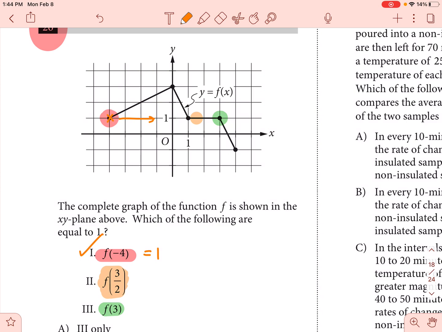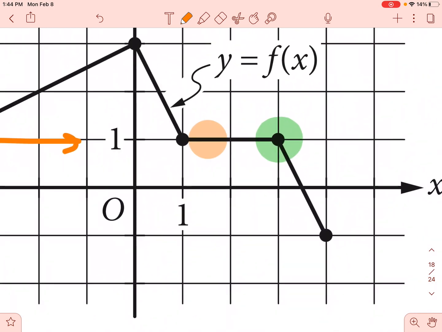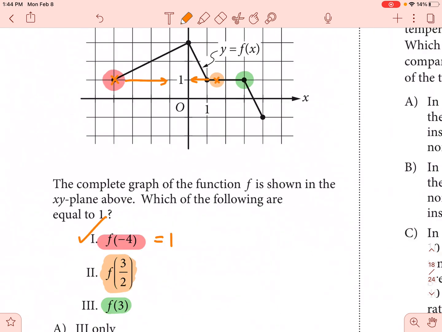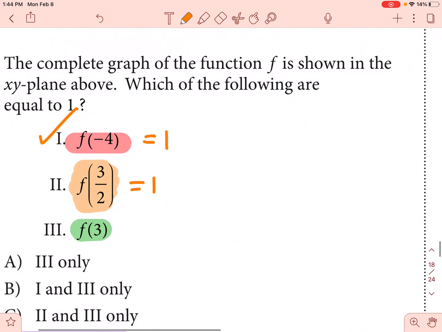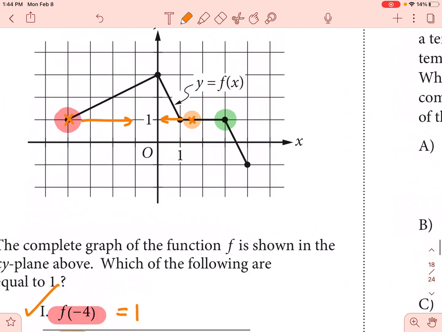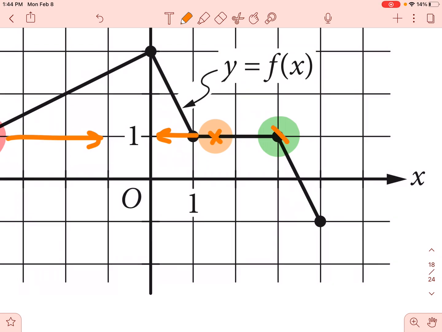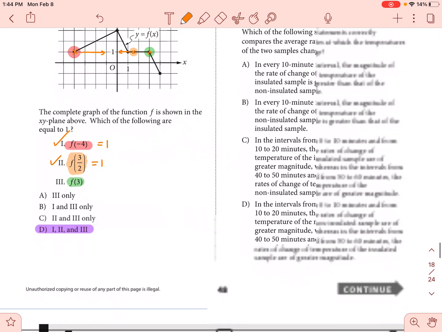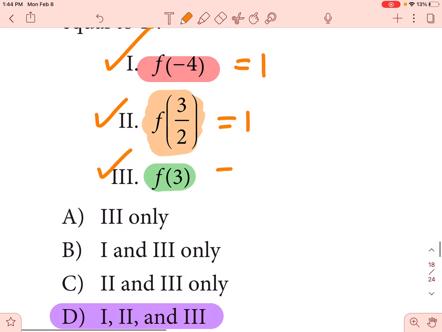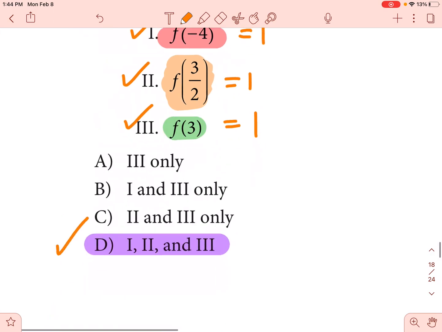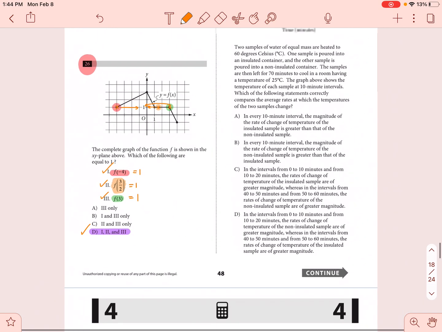F of 3/2, that's 1.5. I highlighted that in orange. X is 1.5. What's the y value? It's also 1. So that equals 1. That one's a yes. And f of 3, I highlighted in green. X is 3. Y is also 1. So all three of these are equal to 1. So the answer choice is D. 1, 2, and 3.